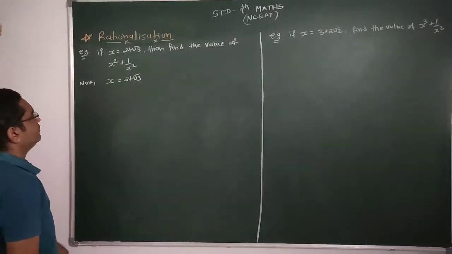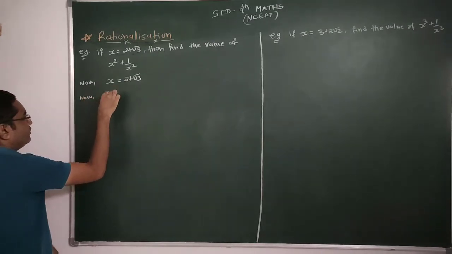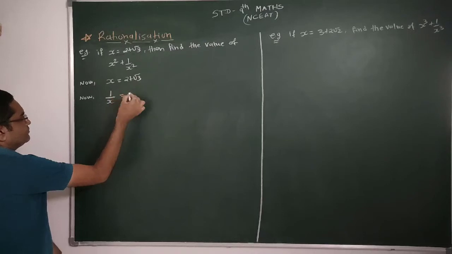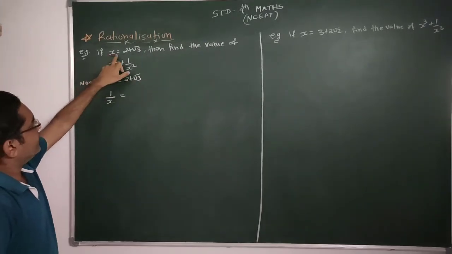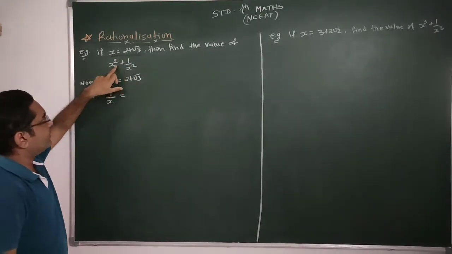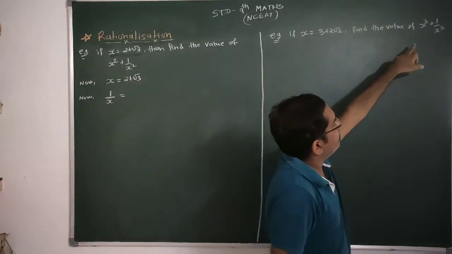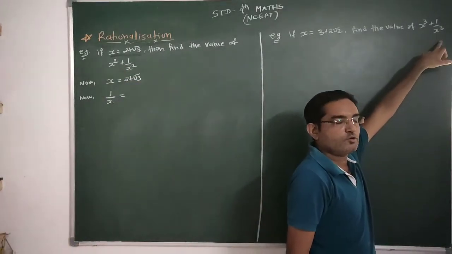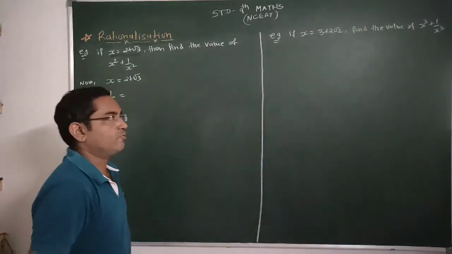Now for the next step, what do you have to do? First, you have to find the value of 1 upon x. For these types of sums, given x you may have to find x square plus 1 by x square, or x square minus 1 by x square, or x cube plus 1 by x cube, or x cube minus 1 by x cube. So there are so many types of questions.